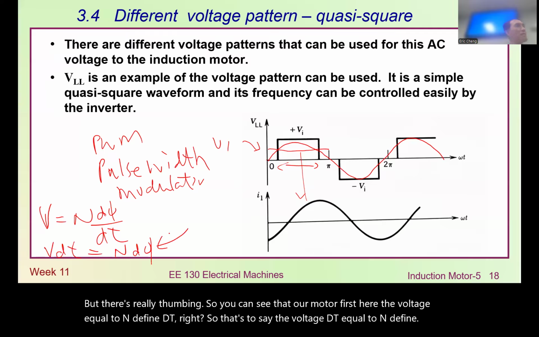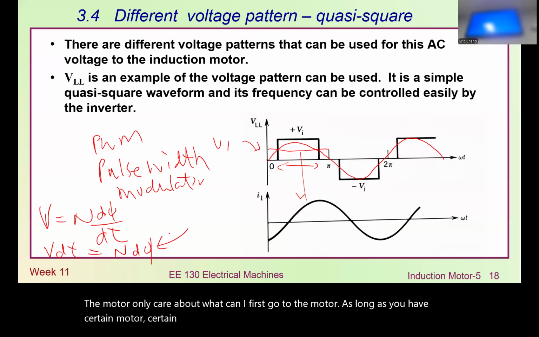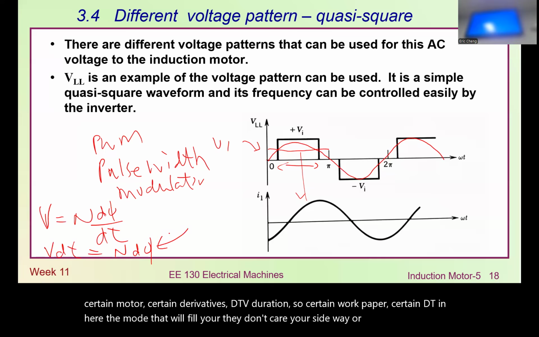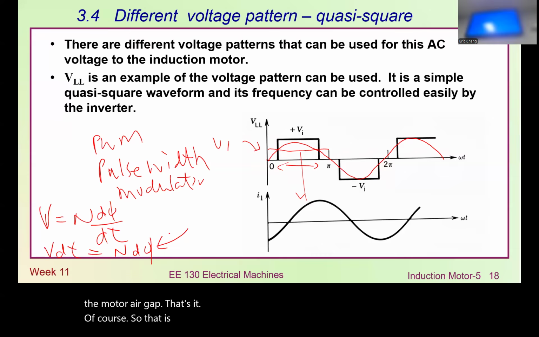The motor only cares about what kind of flux goes to the motor. As long as you have a certain voltage and a certain duration, dt means duration, the motor doesn't care whether it's a sine wave or square wave. It only knows the voltage and duration, the volt-seconds, and what kind of flux is in the motor air gap. That's it. That is why we are able to apply this square wave to a motor without too much problem.